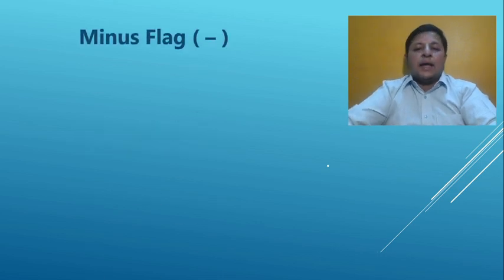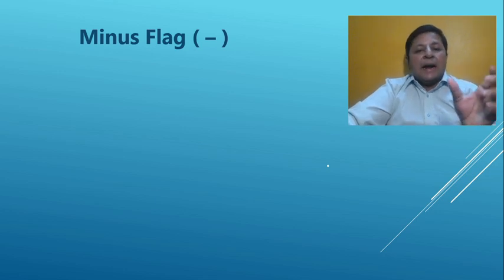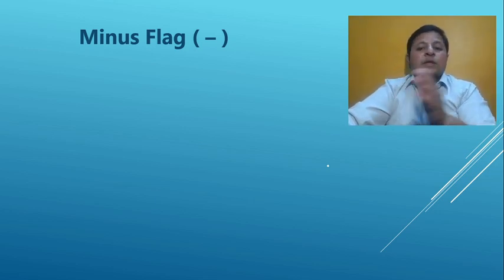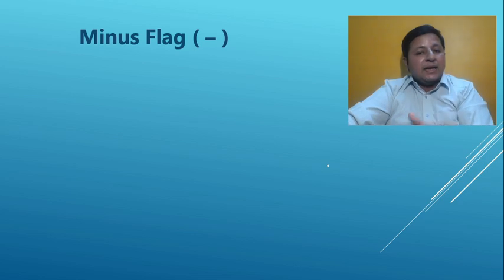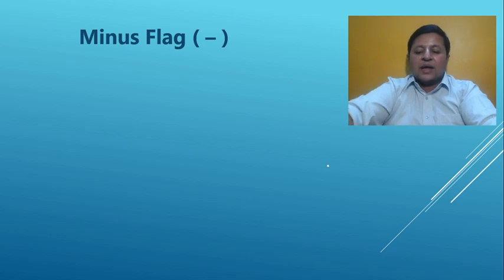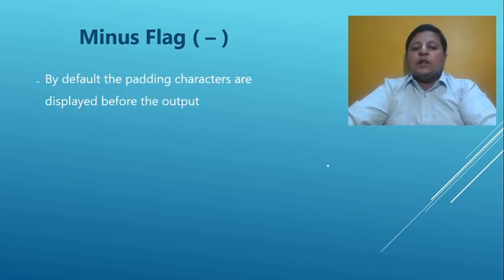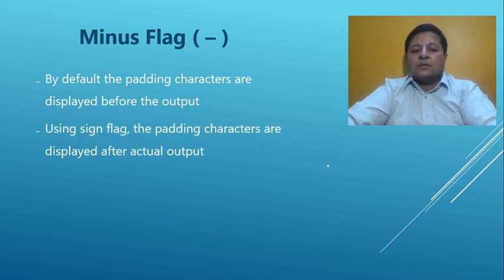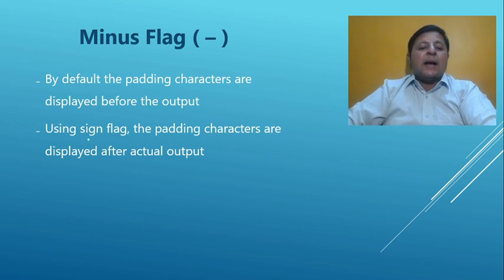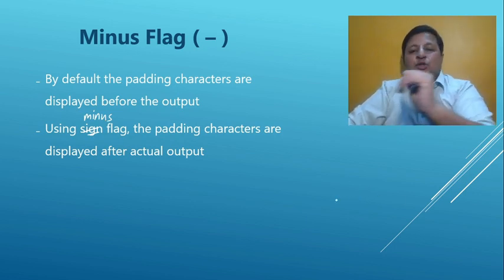Next is the minus flag. Again, in the case of extra padding, we have seen that the padding characters are always displayed before the output. That's the default way it gets displayed. Now suppose I want the padding characters to be displayed after the output, then I can use the minus flag. By default, the padding characters are displayed before the output. Correction: it's not the sign flag, but the minus flag, because the sign flag has its own significance. Using the minus flag, the padding characters are displayed after the actual output.